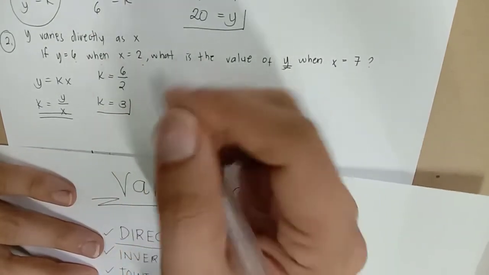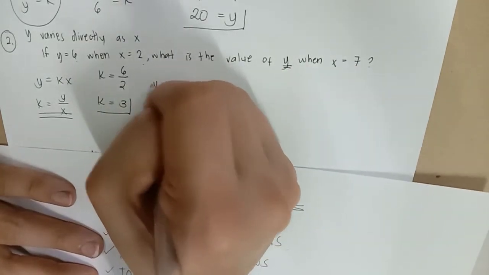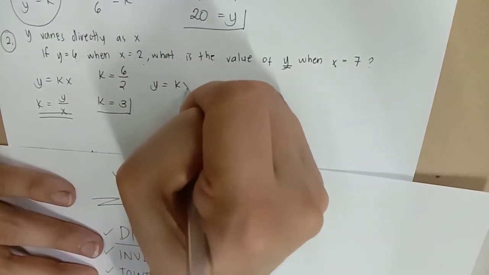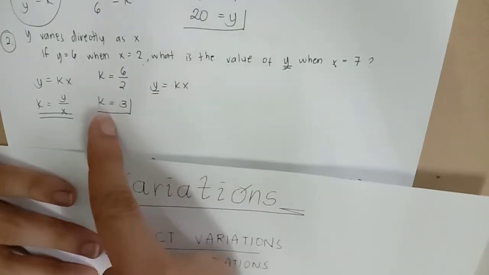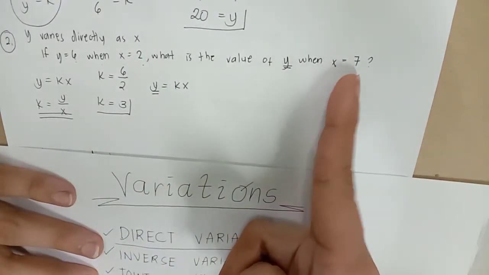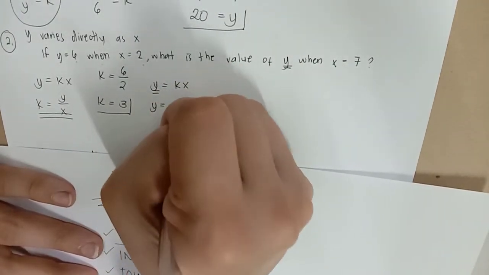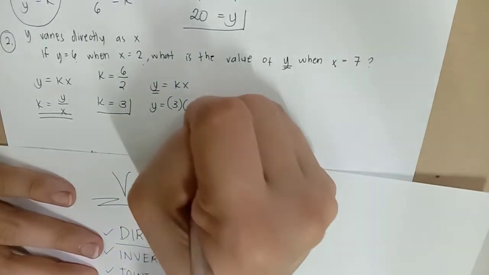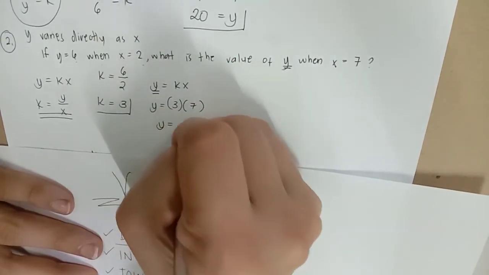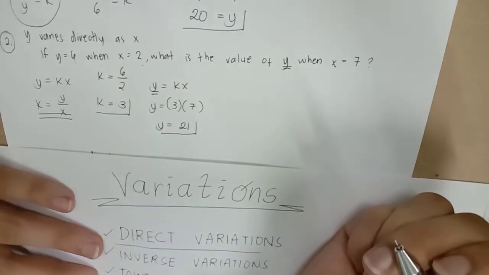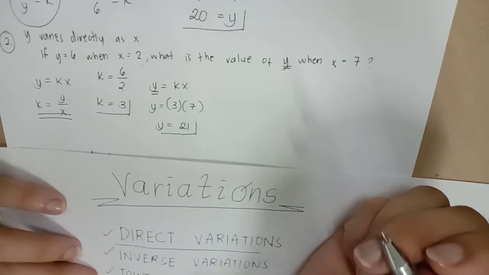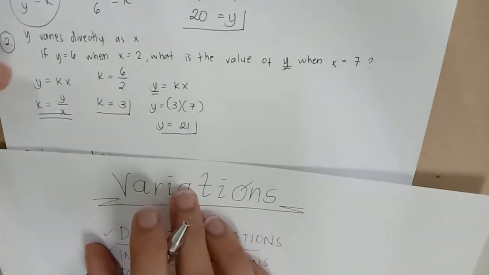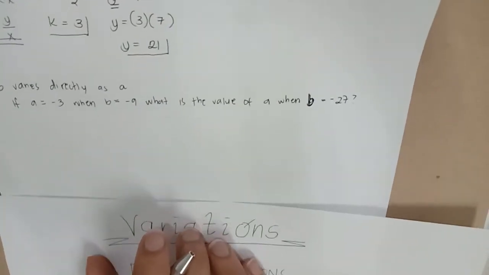Next, substitute natin to find the value of y. So, y is equals to kx. Alright, so to find the value of y, all we need to do is to multiply the constant and the value of x. So, y is equals to 3 multiply by 7. So, y here is equals to 21. Gets? Ganyan po siya kunin. So, constant first before yung susunod na given. So, next, last for direct.